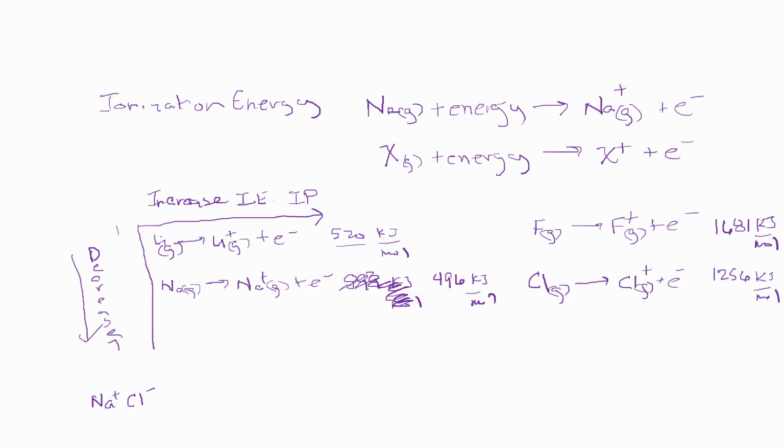Those electrons are further from the nucleus. So, this is what we need to know. This is the reason why in ionic compounds, generally the metal is a positive ion and the nonmetal is a negative ion, because the nonmetals have high first ionization energies and metals tend to have low first ionization energies.